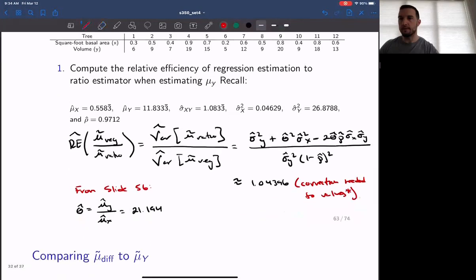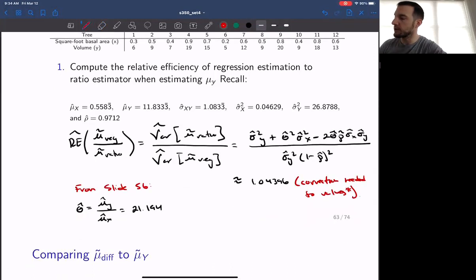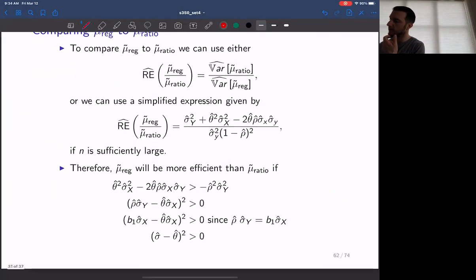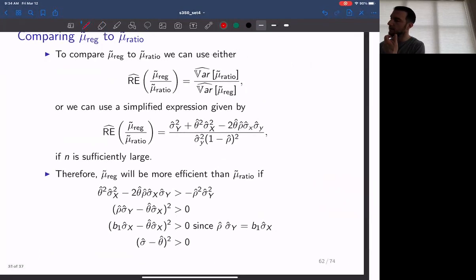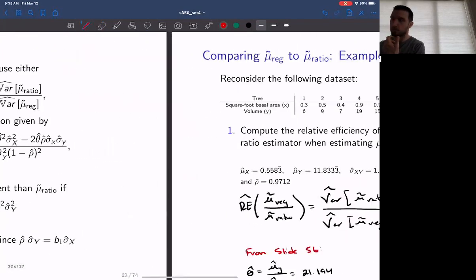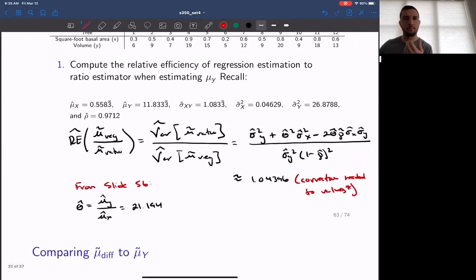But given that the relative efficiencies for the regression estimator and the ratio estimator to the SRS estimator were pretty similar to each other, so we had one that was around a value of 17 and one that was around a value of 15, the relative efficiency of the regression to the ratio estimator should also be very similar. So they should be in the area of 1.04396, but I have something that's off here. So I'll just need to check it so that I can give the right value when I go to use this formula. But I'll post that correction afterwards.